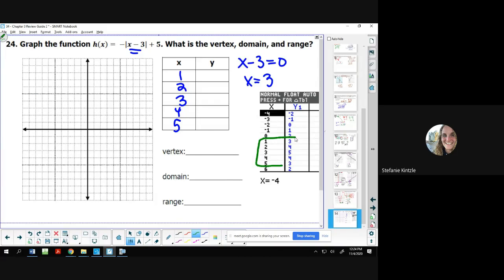From 1 to 5, we have 3, 4, 5, 4, 3. So let's plot those points. Right 1 up 3, right 2 up 4, right 3 up 5. There's my V. The vertex is the point of the V, which we usually put in the middle. Well, we always will put in the middle of our table, which is at 3, 5.